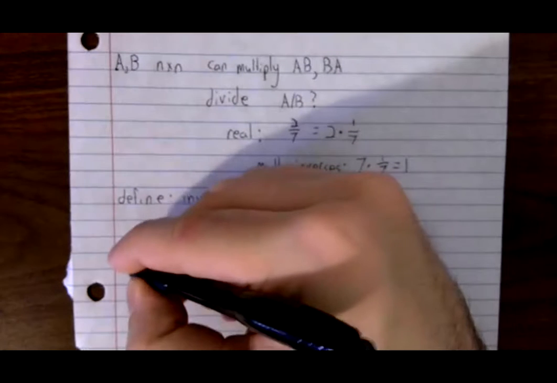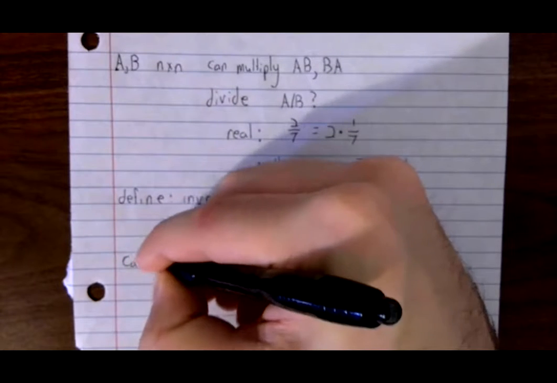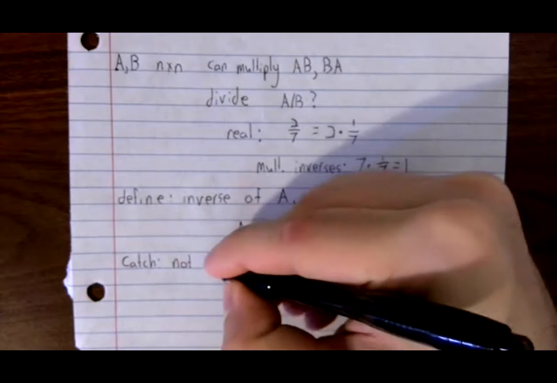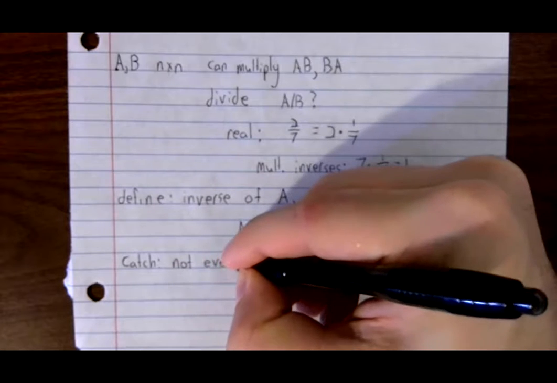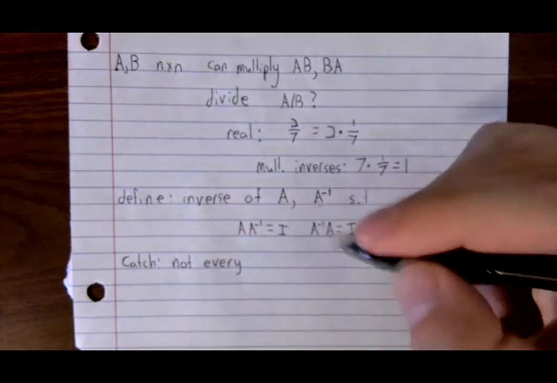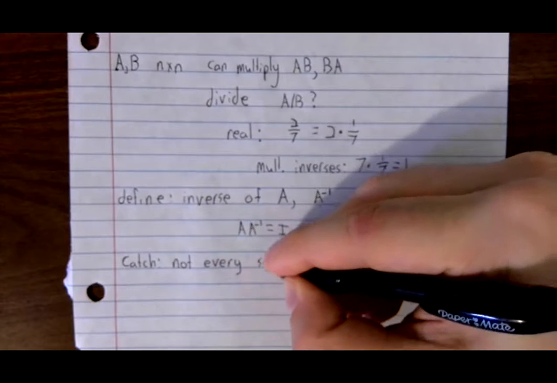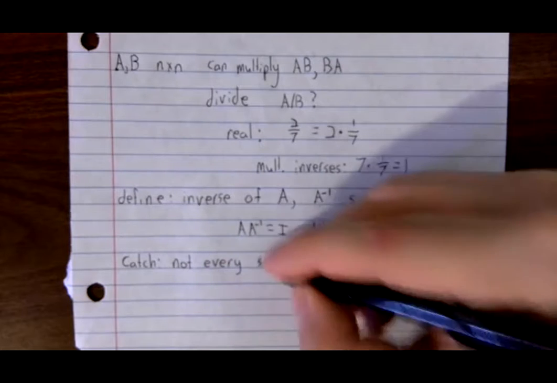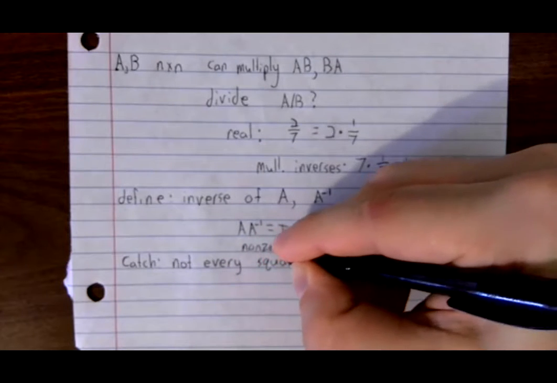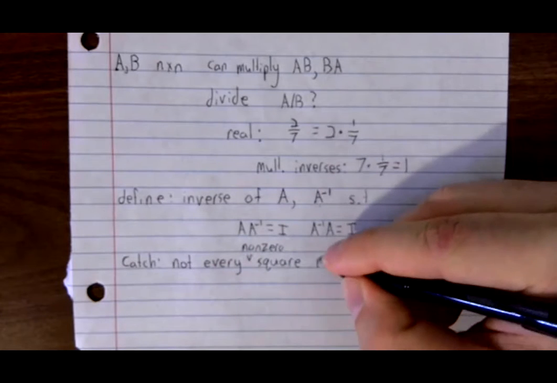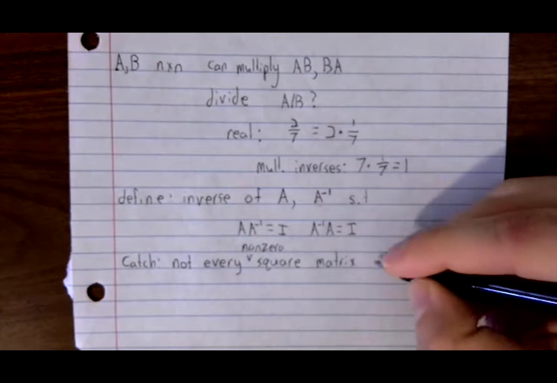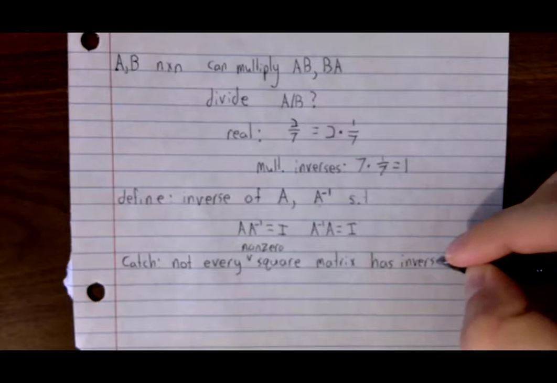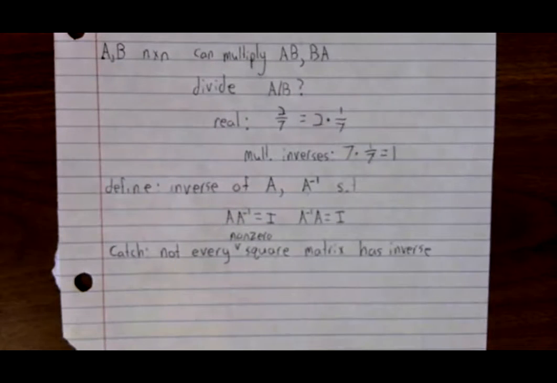Now, there's a catch. Every non-zero real number has a multiplicative inverse, but not every non-zero square matrix has such an inverse.